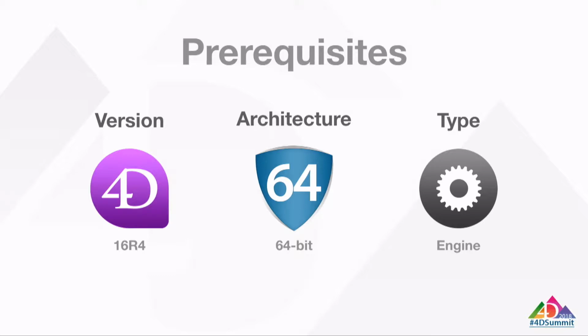I think the first 2 is okay. You need to use at least a version 16R4. Well, that's fine. You're probably planning to move to v17 at some point in the future. The second condition, again, I guess is reasonable. Most Windows computers are already running a 64-bit version of the operating system, and you probably understand that you can't stay on the 32-bit version of 4D forever.